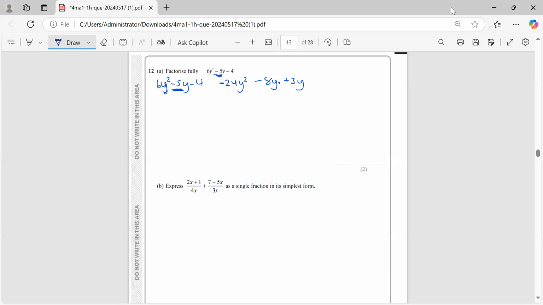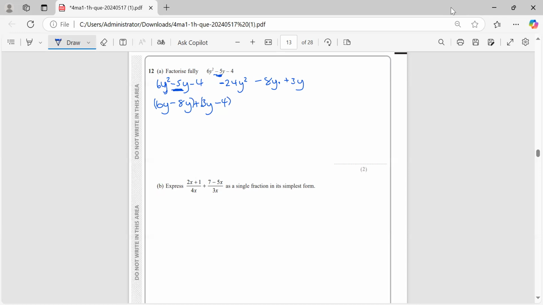So I'm just going to take this same expression, but replace minus 5y with minus 8y plus 3y. So 6y squared minus 8y plus 3y minus 4. All right. So I'm now going to factorize this expression over here.